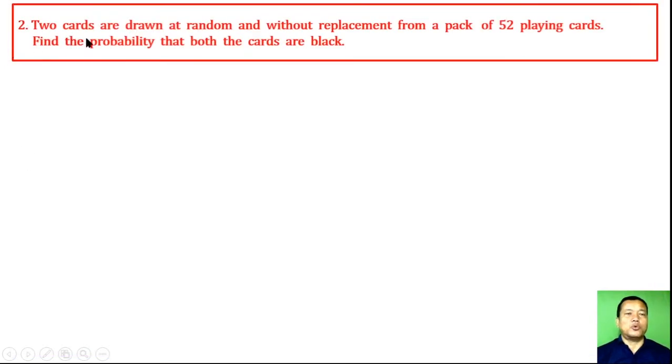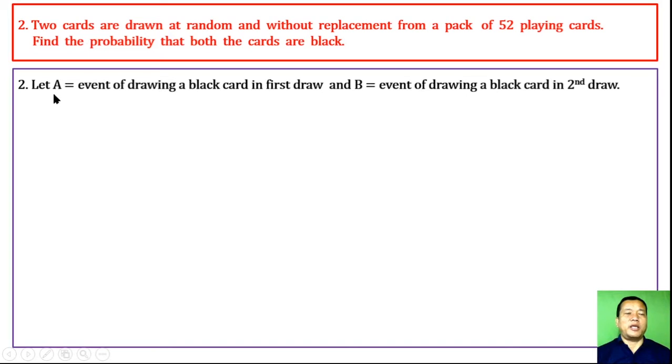Question number 2. Two cards are drawn at random and without replacement from a pack of 52 playing cards. Find the probability that both the cards are black. We have to draw two cards from 52 cards one by one without replacement. Let A denote the event of drawing a black card in the first draw and B the event of drawing a black card in the second draw.